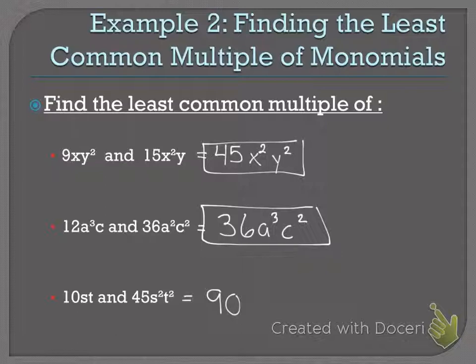Now what about my variables? What's it going to be? S squared, T squared. Again, the smallest that they both can go into. S squared, T squared. All right, how many got that right? Most of you got it. Okay, very good. Any questions? Okay, so now we're going to shift gears a little bit.